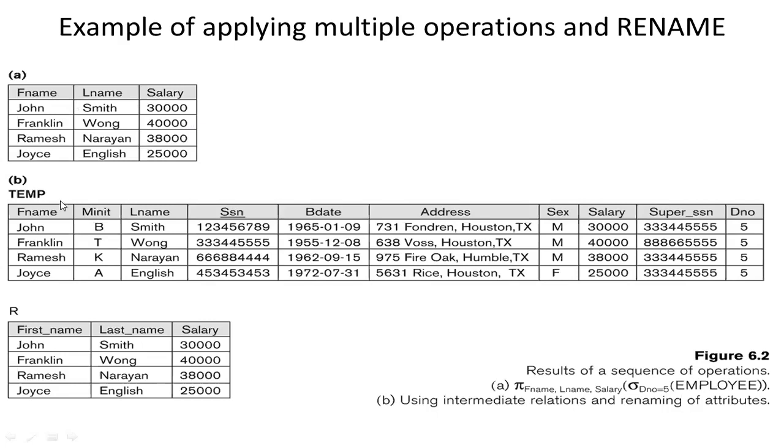Then in the second one, using the intermediate relations and renaming of attributes. Suppose you want to rename F name into first underscore name, and then rename L name to last name. So you can do it like this, that is the first name, last name, and salary. You can filter like this, right?